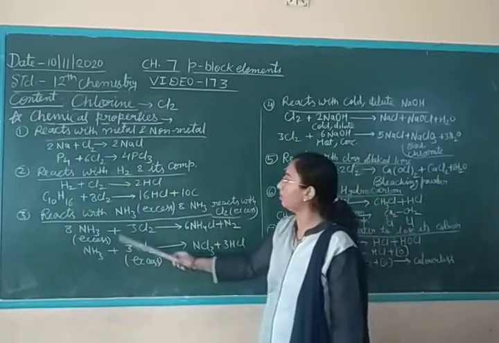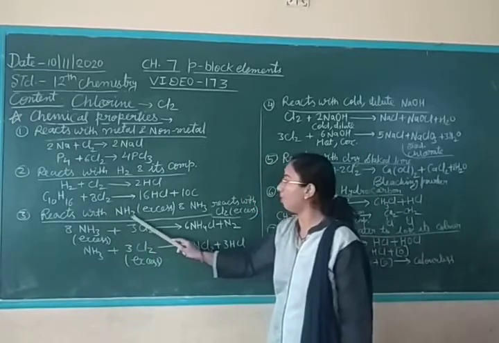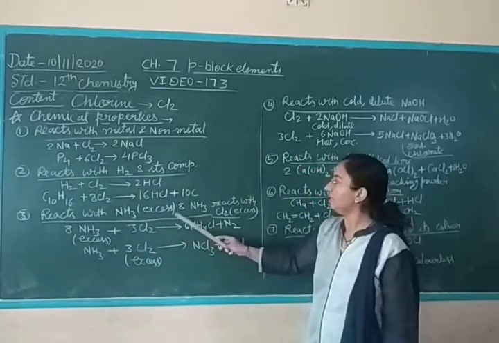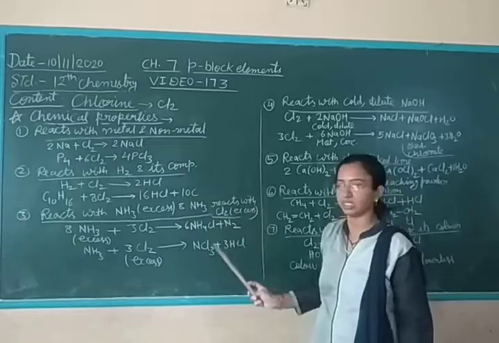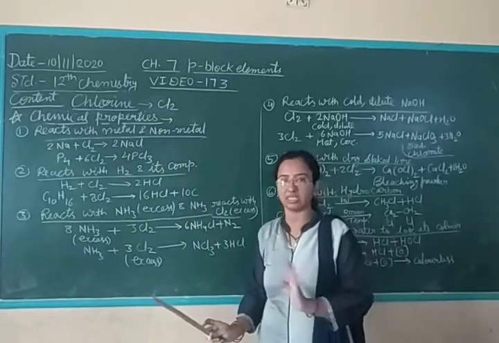Then the third chemical property is the reaction of ammonia with chlorine, in excess ammonia and in excess chlorine, giving different products.